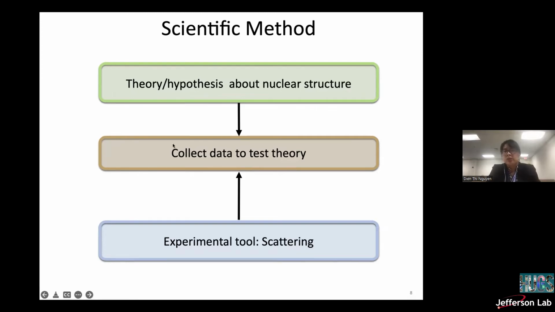And then from the experimental side, what we will do is collect data in order to test the theory, testing different hypotheses about nuclear structure. In order to collect the data, we need to have an experimental tool. So here is one of them we are using in this lecture, which is electron scattering. So how does the flow work?